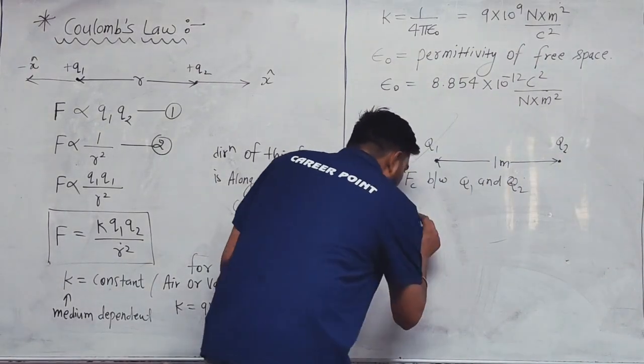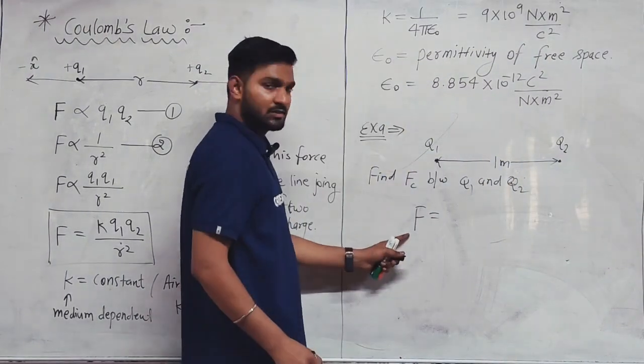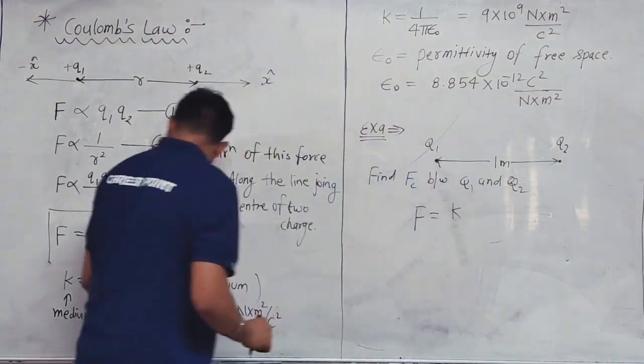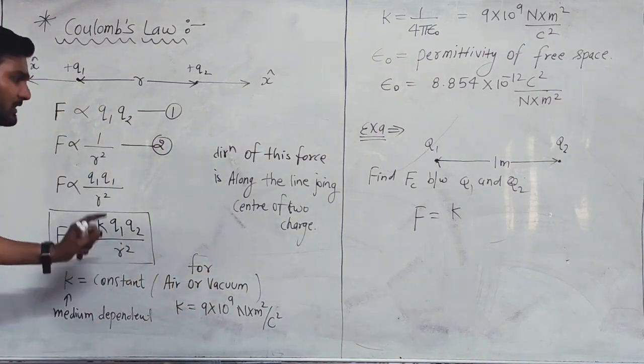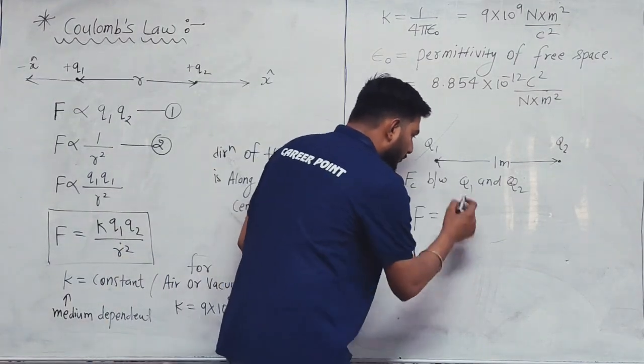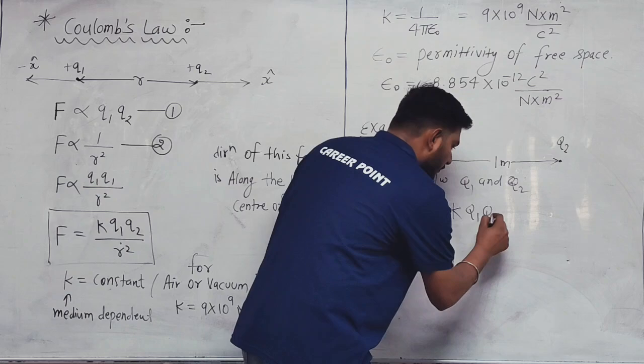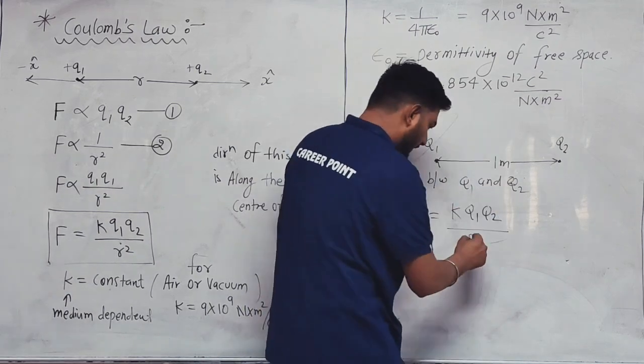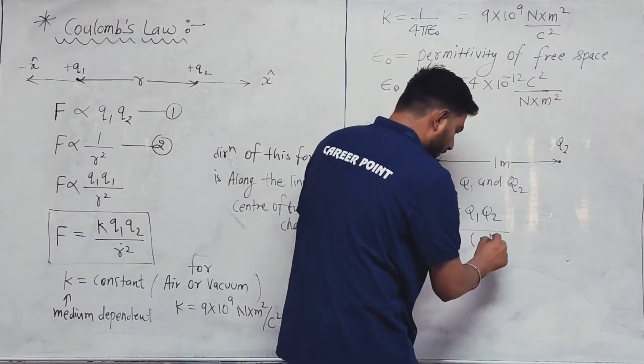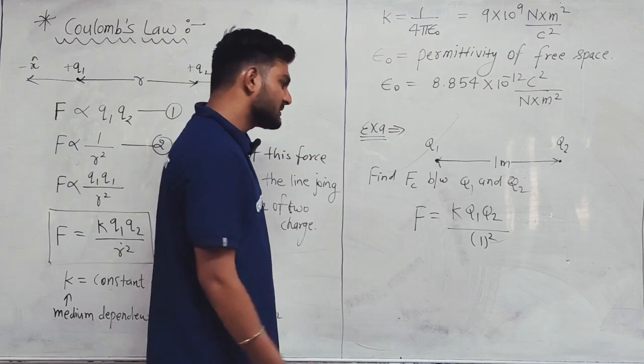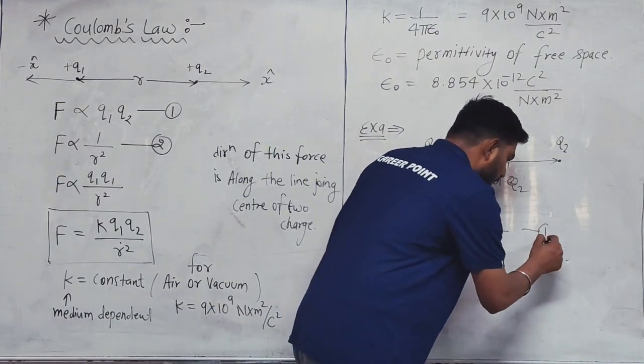So what will be the force? Force is K Q1 Q2 by R square. What is Q1? Q1 is capital Q1, and Q2. What is R square? R square is 1 meter square. Let's suppose this is our equation 1.